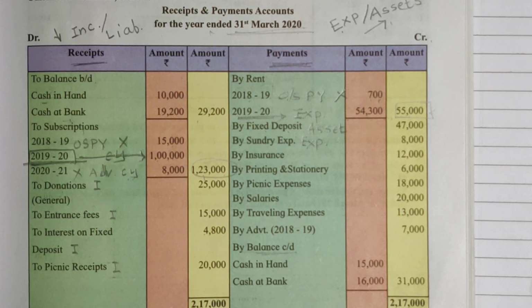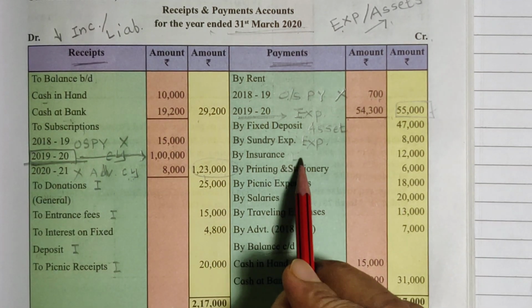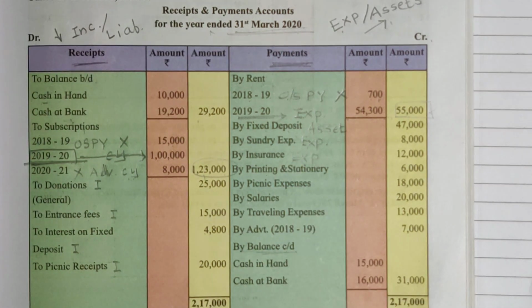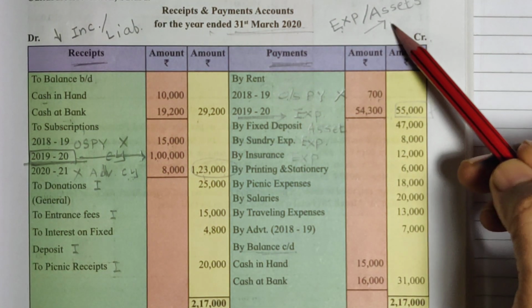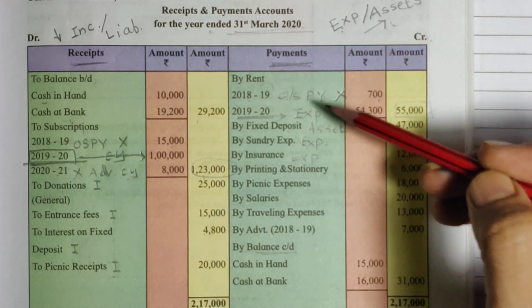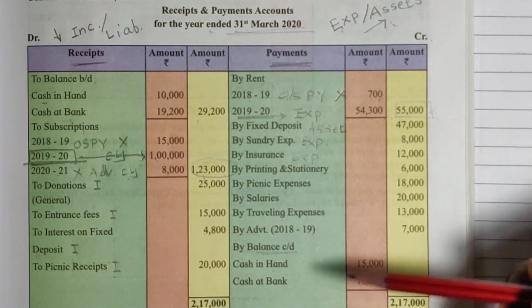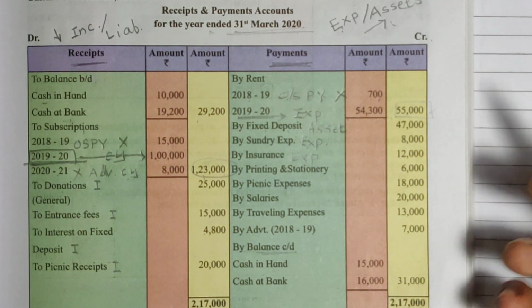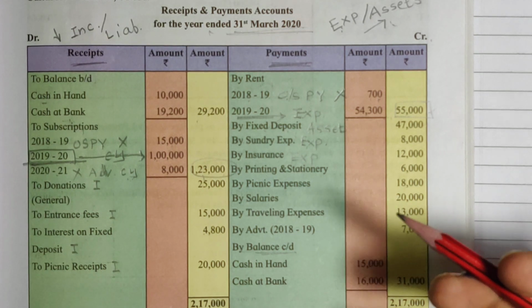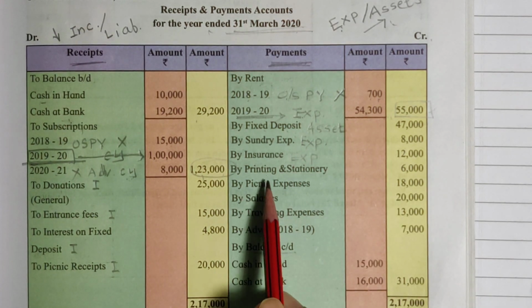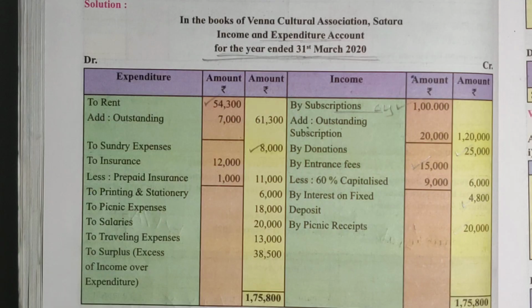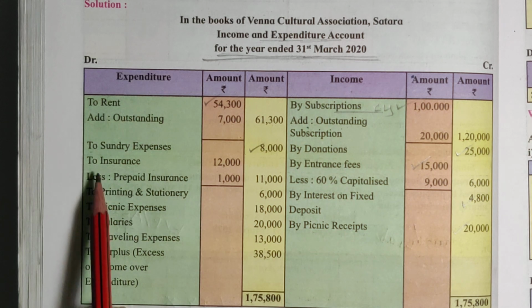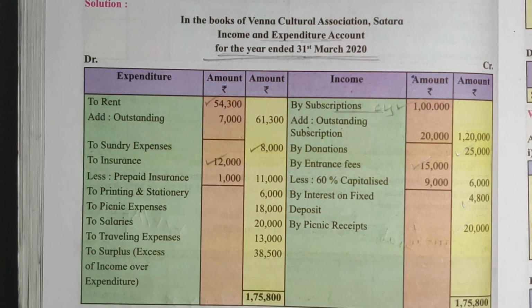Next payment is insurance expenditure. As discussed earlier, payment side consists of expenditure and assets. So out of these items, some items will go to asset side and some items will go to expenditure side. Insurance is an expense. Income and expenditure account, debit side. To insurance, rupees 12,000.